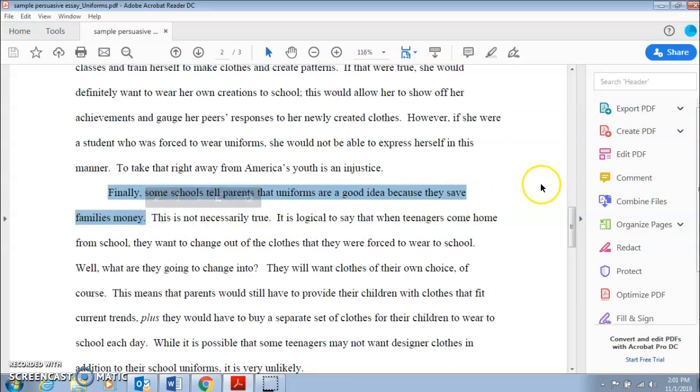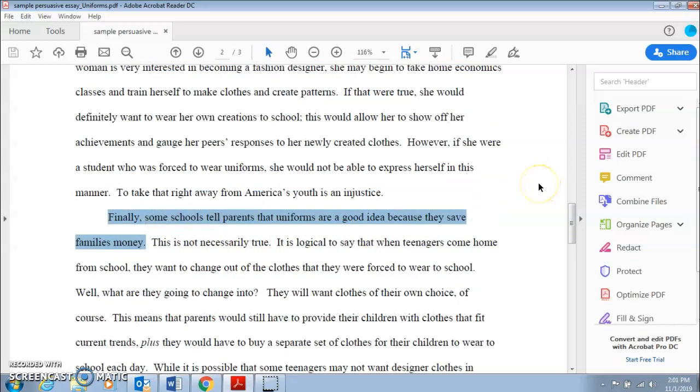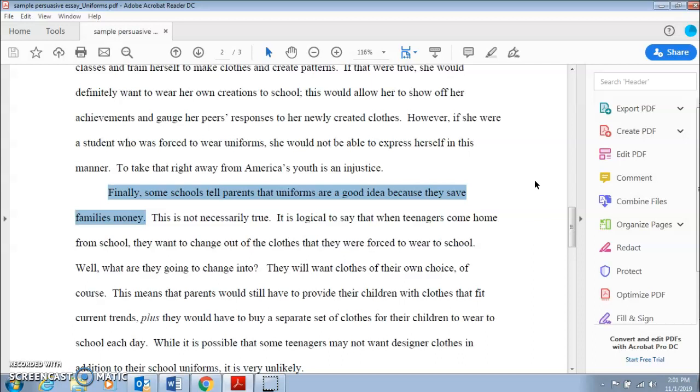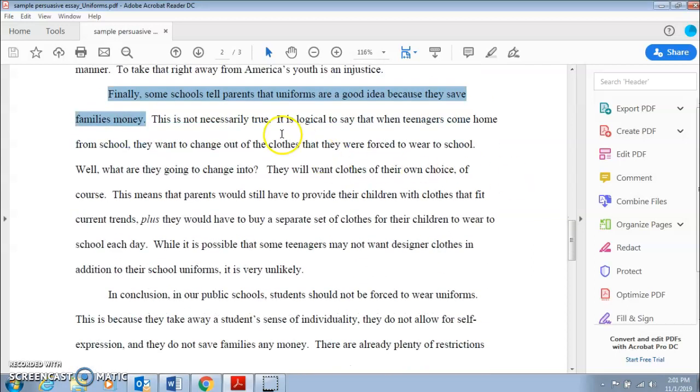The author did say in her thesis statement that she planned to use the idea of saving money or not saving money as her third point. So that is represented in her topic sentence. Now, her argument in this particular paragraph is that children or students who are made to wear school uniforms also have regular clothes because they're not going to wear their school uniforms everywhere they go. And so therefore, parents have to buy another separate bunch of clothes for that to happen. So her argument is pretty good here.